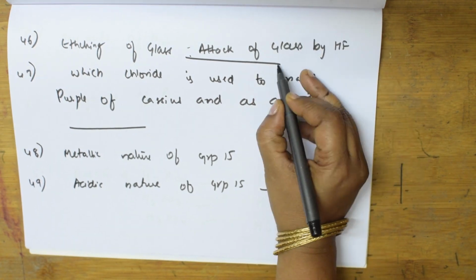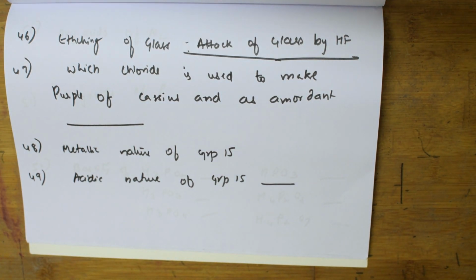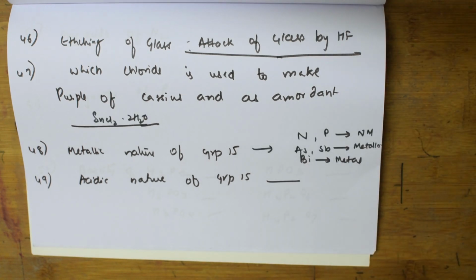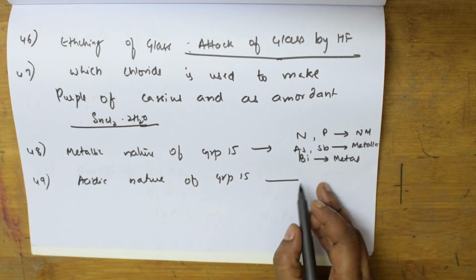When it is attacked by HF, silica is going to form silicones, which are covalent, with a covalent network. Right, so let's come back and see question 48. Metallic nature of group 15: nitrogen and phosphorus are non-metals, arsenic and antimony are metalloids, bismuth is a metal.